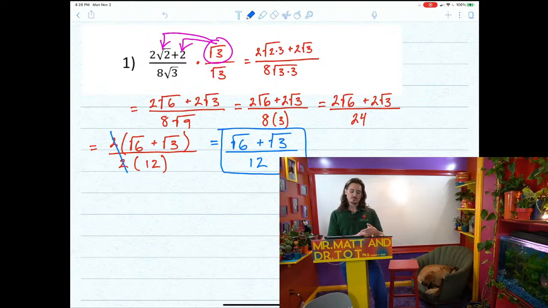And similarly, I'm pulling a 2 out of the denominator of 24, so I just rewrote 24 as 2 times 12. And then you can see that the 2's in the numerator and denominator are common factors, so they can eliminate, leaving us with a final answer of (√6 + √3), quantity divided by 12.